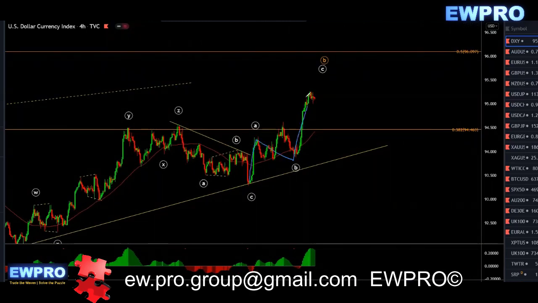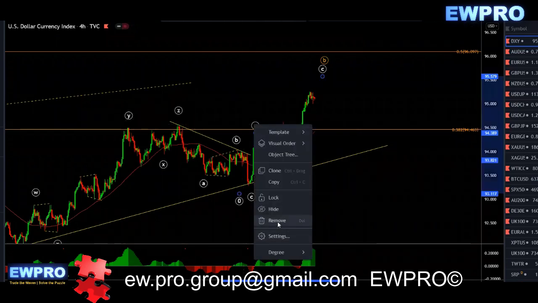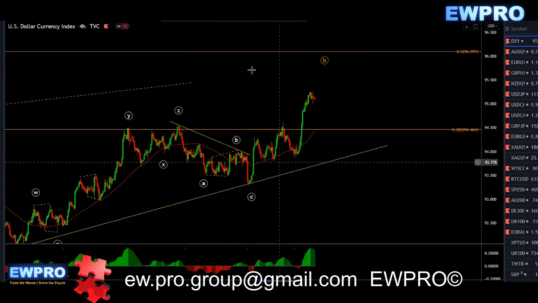We're looking for this C up, but we lost all the bearish divergence. So it's turned into a WXY or a motive structure. So we can quickly change that.